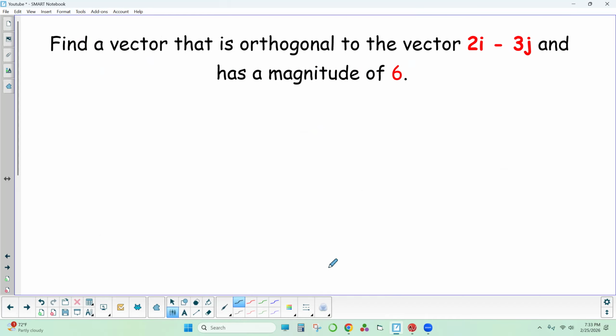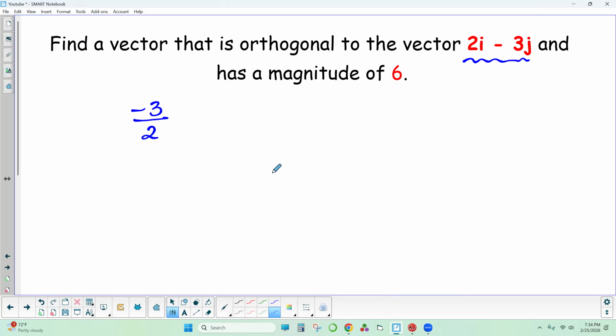Okay, so it says find a vector that is orthogonal to the vector 2i minus 3j and has a magnitude of 6. Okay, so first of all, our vector that's given is in i and j form, sometimes called standard form, and we want a magnitude of 6. So the first thing we're going to do is, since we're looking for an orthogonal vector to 2i minus 3j, we want to see what is the slope of this. So that's negative 3 over 2.